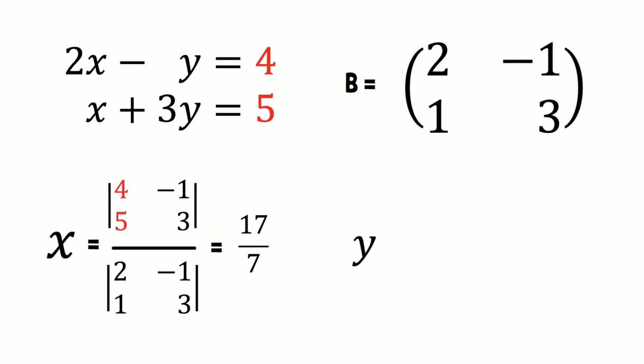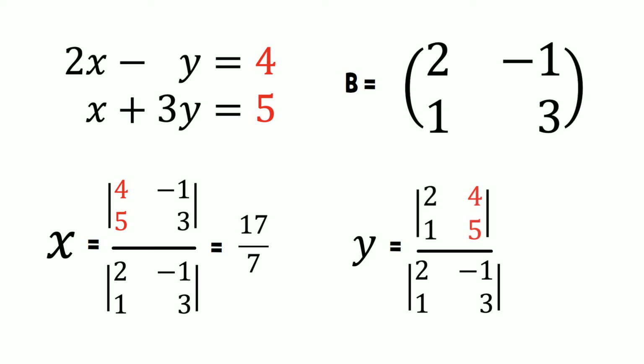Now we are going to calculate y. We again first draw the division sign. The denominator is the determinant of B. The numerator is the determinant of B, but with the second column swapped with the answers of the system of equations. This means that minus 1 is swapped out for 4 and 3 is swapped out for 5. We can now calculate this division using the rules for determinants of order 2.